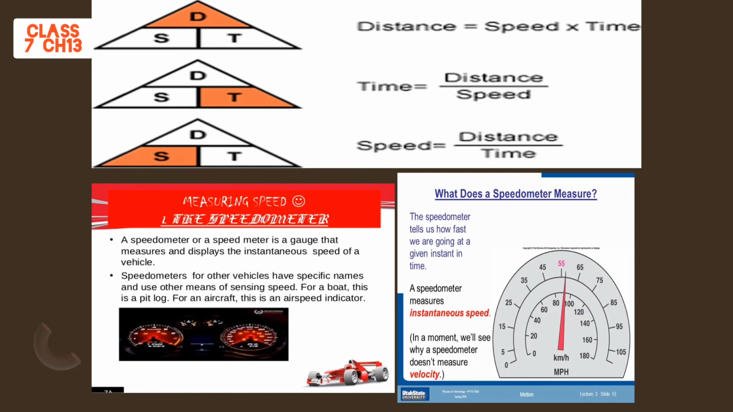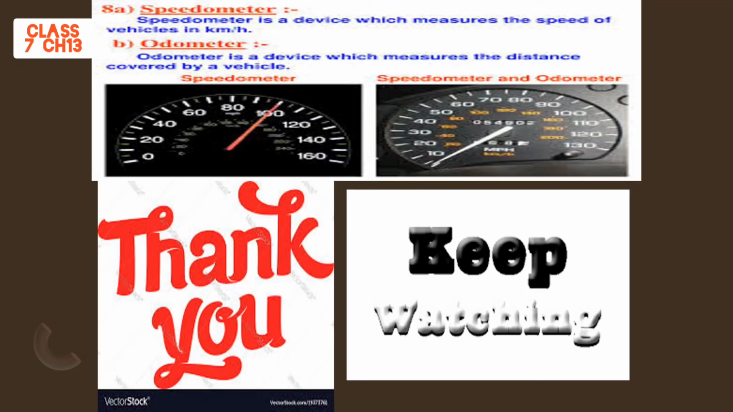Now, there are two apparatus which are fitted in our vehicle. One is speedometer. This speedometer tells us how fast we are going at a given instant of time. And that is, a speedometer measures instantaneous speed. Coming to the next, and it is odometer. Odometer is a device which measures the distance covered by a vehicle. So, speedometer measures the speed of a vehicle in kilometer per hour, and at the same time, odometer measures the distance covered by a vehicle.